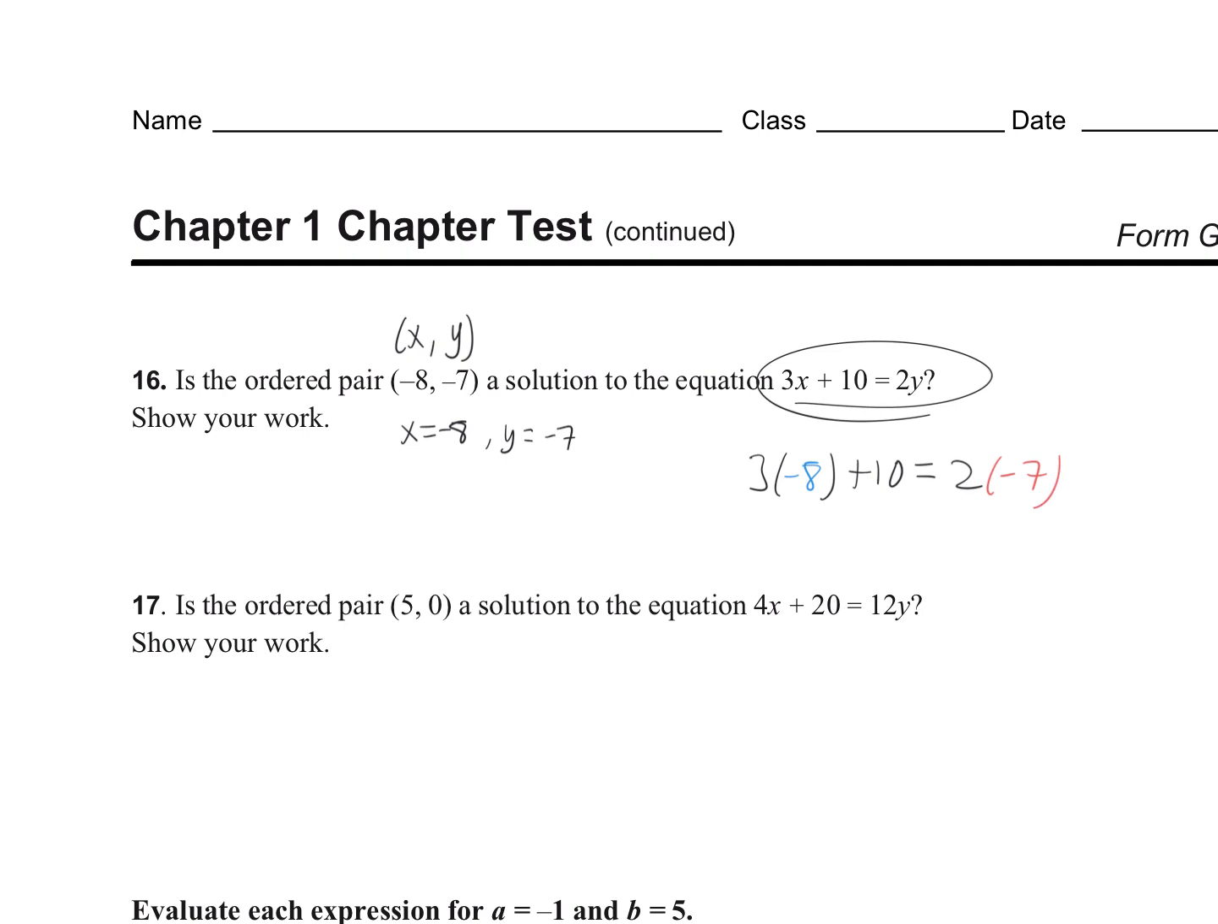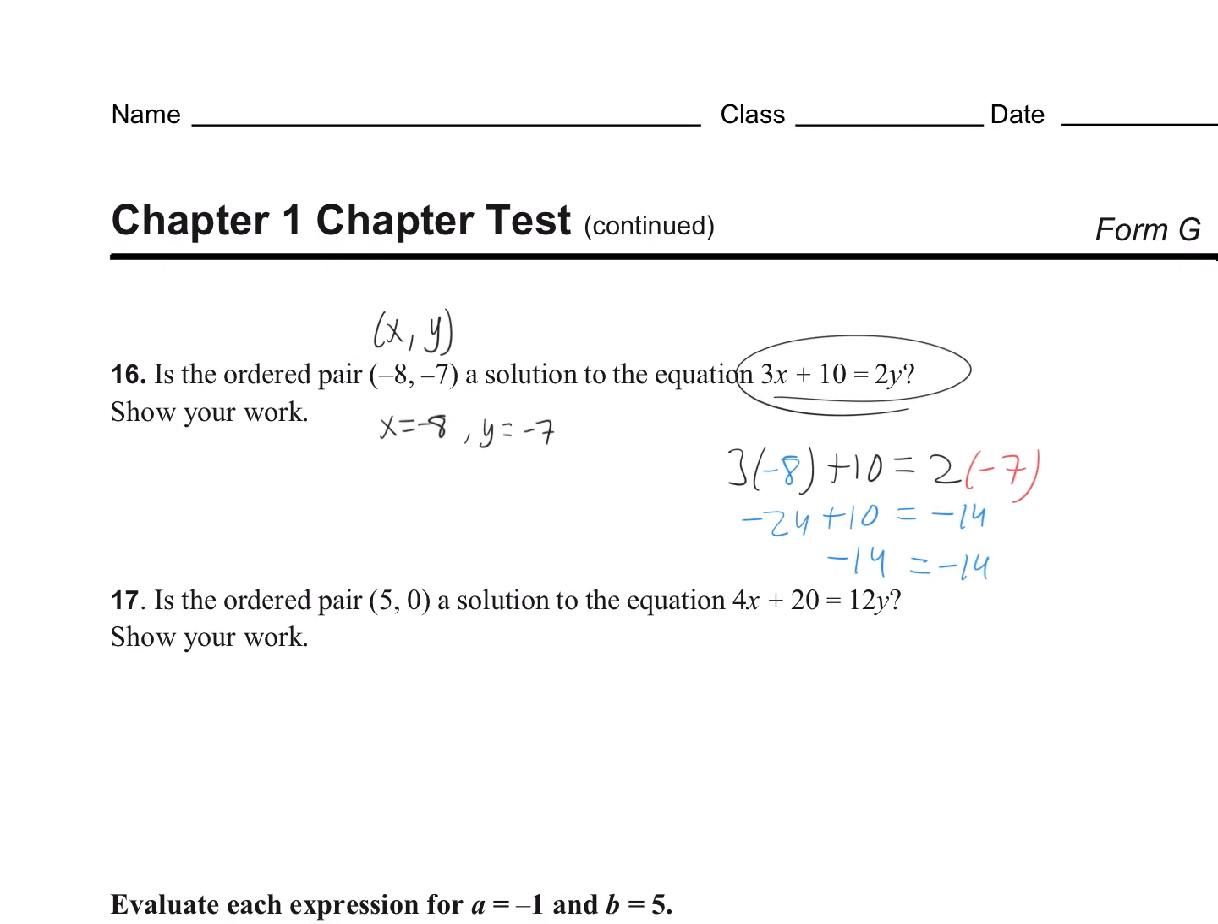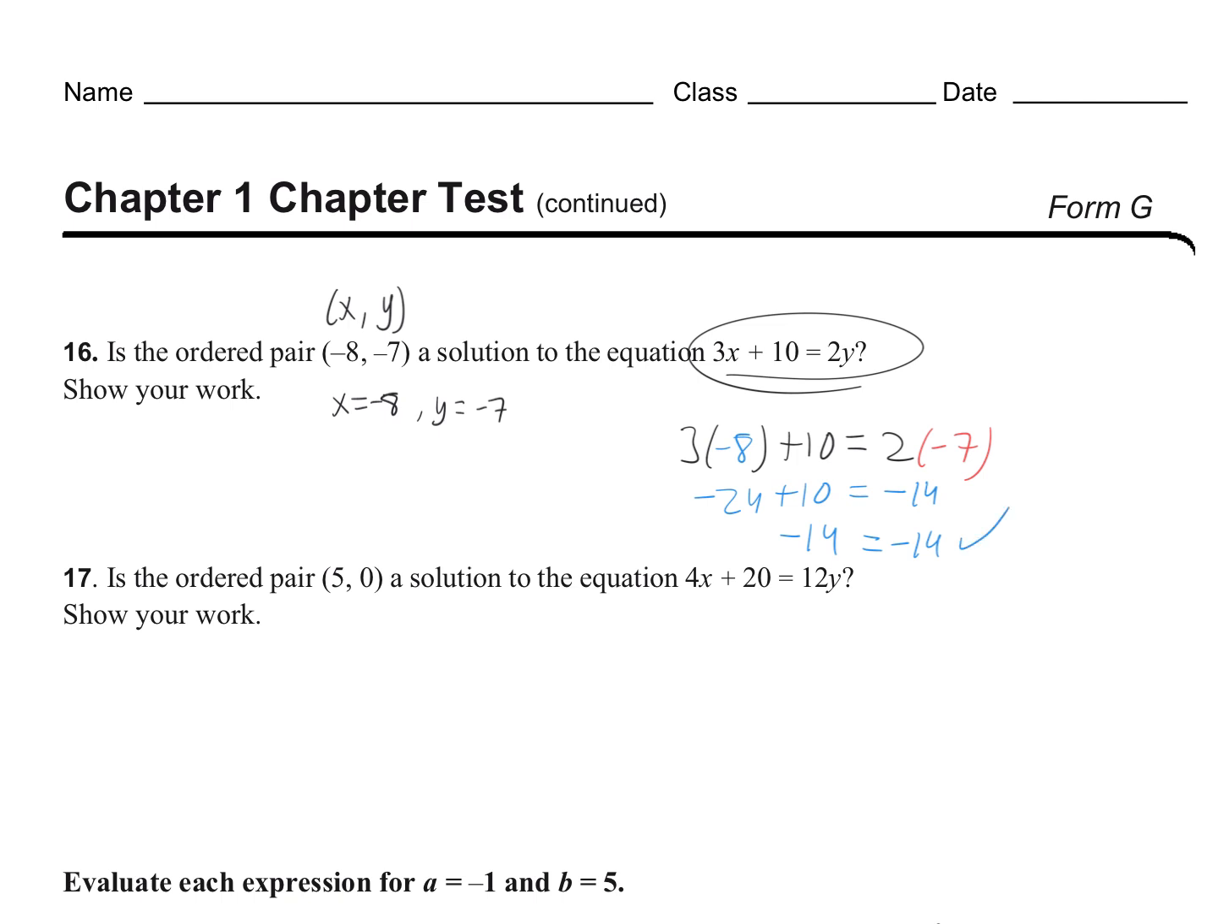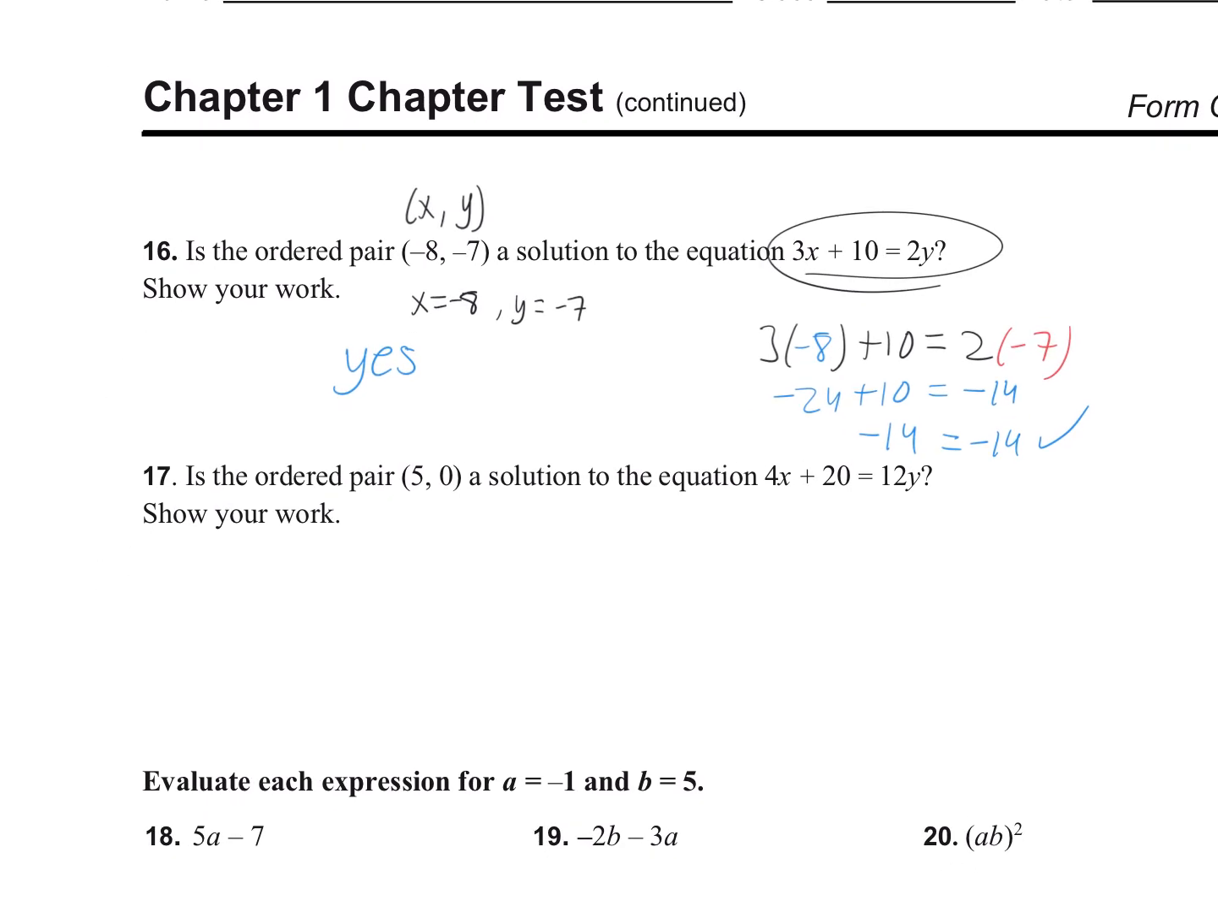All right, and then 3 times negative 8 is negative 24. Plus 10 is negative 14. All right, and then on the right-hand side, we get 2 times negative 7, which is negative 14. And then we end up with negative 14 equals negative 14. If this is true, which it is, we're going to say yes. Right, so after all this work, you should have a yes or no answer. Right, yes, it is a solution, or no, it is not a solution.